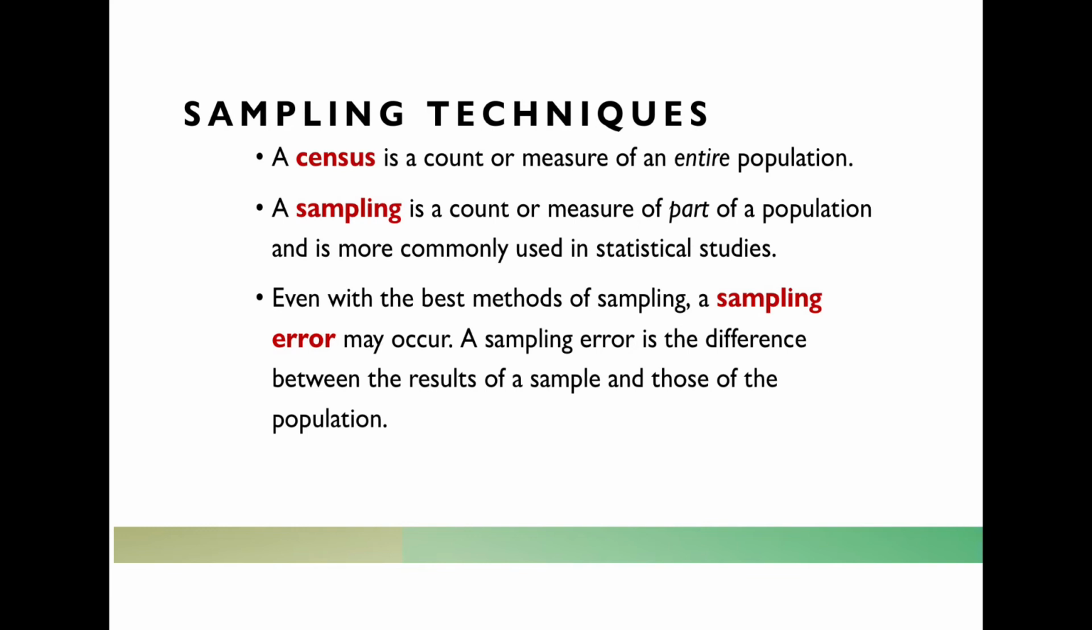A sample is a count or measure of part of a population. It's more commonly used in statistical studies. I want to point out there actually was a push some years back to, instead of trying to do a census, to actually do targeted sampling as a way of doing the census. And really, I guess the argument there was, look, we're not really doing a census anyway, right? The census doesn't reach everyone. There's so many people, as much as we try, that will not respond or won't participate.